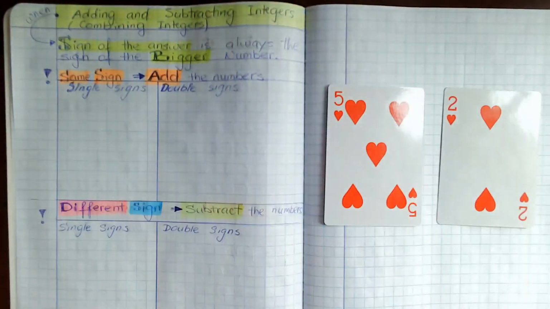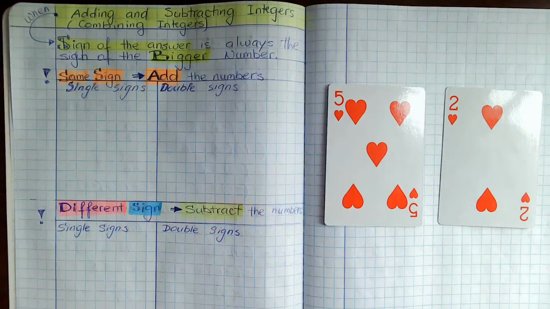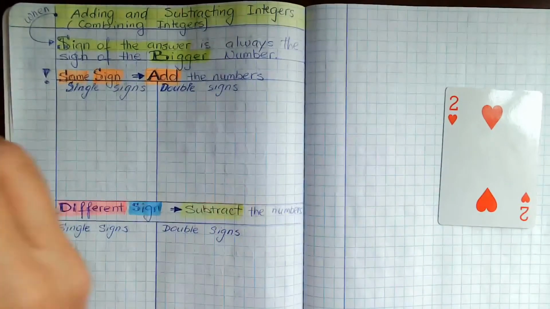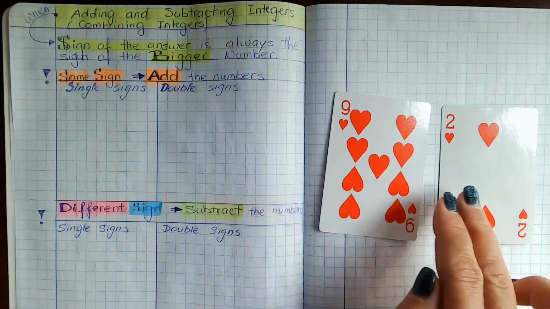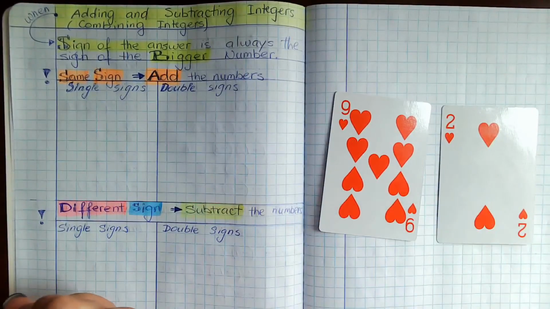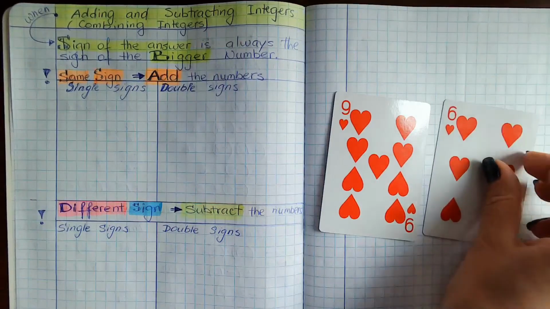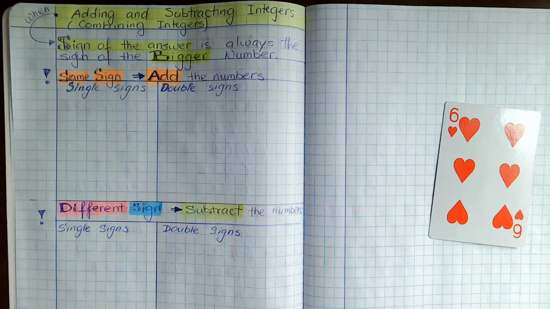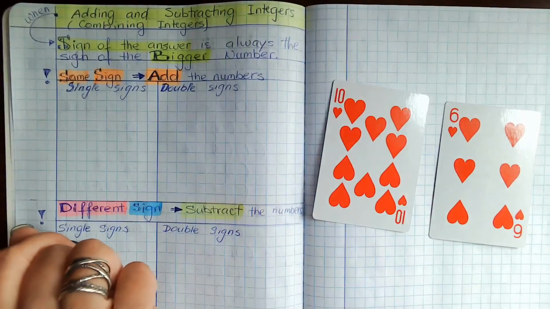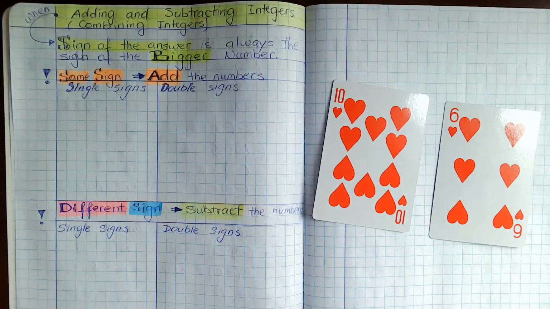What about 5 plus 2? 5 plus 2 is 7. 7 what? 7 hearts. How about 9 plus 2? That's 11, you say. 11 what? 11 hearts. So having the same kind of cards and I say combine them, you automatically add the numbers because it is very visual and it's something that you can connect with. 9 plus 6, 15. 10 plus 6, 16. So you have no problem adding the same kind of images.